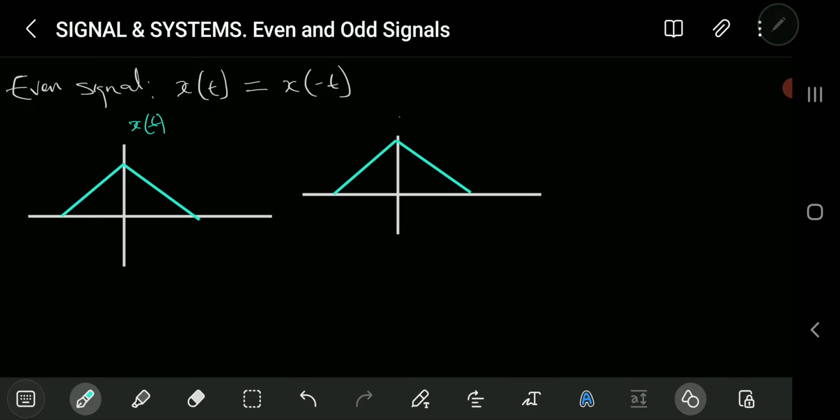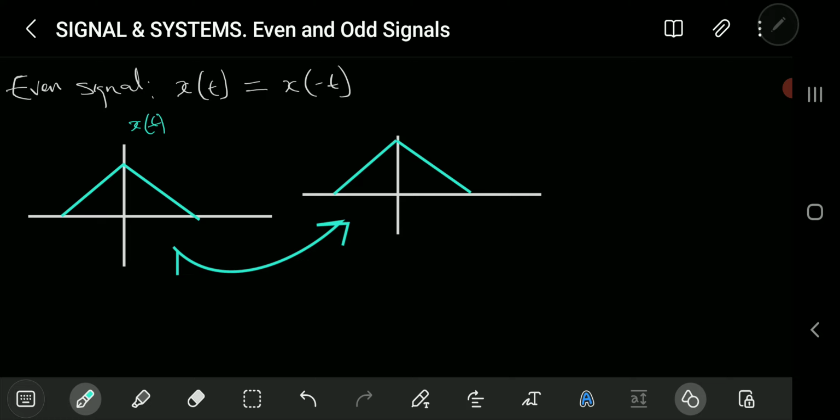So this will now be my x of minus t. Exactly. So you can see that what we are having here, they are both the same thing. So once you have a situation like this, you can say it is an even signal. So again, like the definition says, even signals are signals which remain identical after undergoing time reversal. Exactly. So that's for even signal.